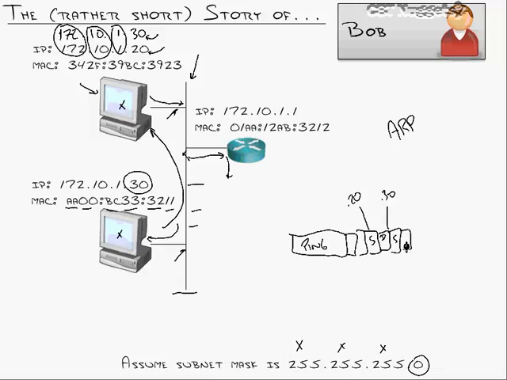The source and destination MAC address, that's going to be tacked on the front too. The source will be the long MAC address right here. 3923 is the last 4 digits. And the destination MAC address will be 3211, and that's what it found out from the ARP.